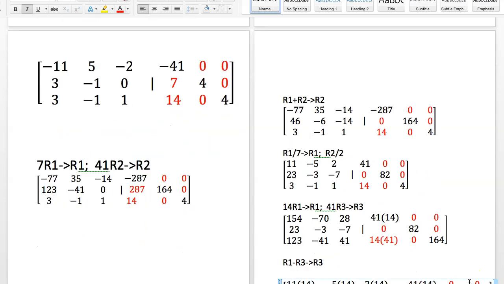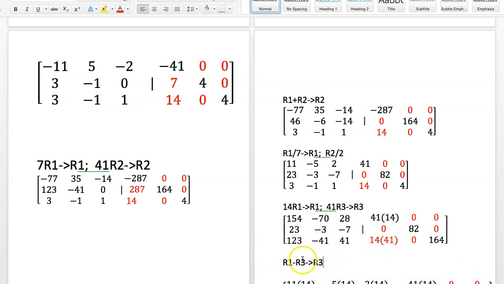Notice I didn't even evaluate this. I left it like this. So, it's going to be 574. But we don't care right now. We know that if we subtract, these are going to annihilate, and we're going to do the pivot where the red guy is in row 3.